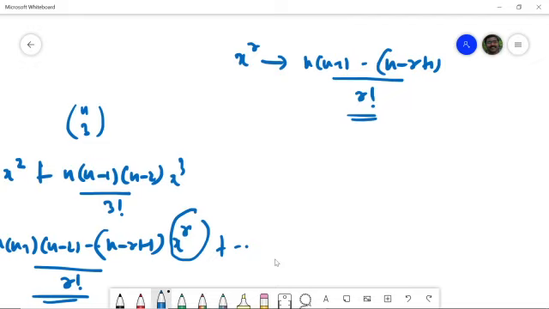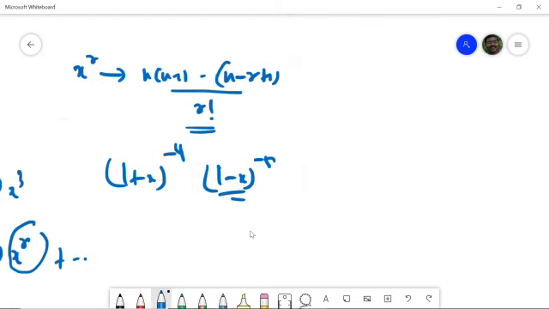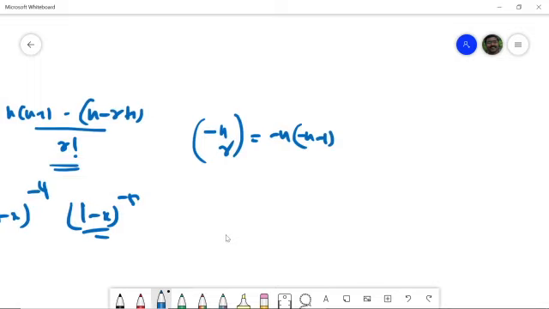Now what is the case if n is a negative integer? Suppose I need to find (1 + x) raised to minus 4 or (1 - x) raised to minus 5, etc. What will be the case if the exponent is a negative integer, minus n? When you define it, it will be the same thing. It will be (-n)(-n - 1), and you just apply the definition here. The next term would be (-n - 2), and it will go till (-n - r + 1), just like the definition for any real number, divided by r factorial.